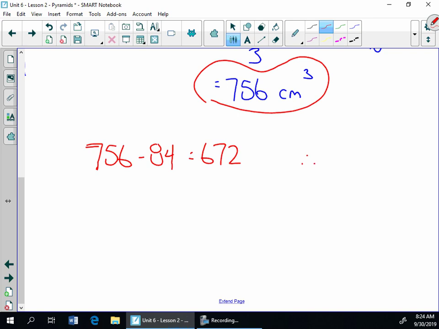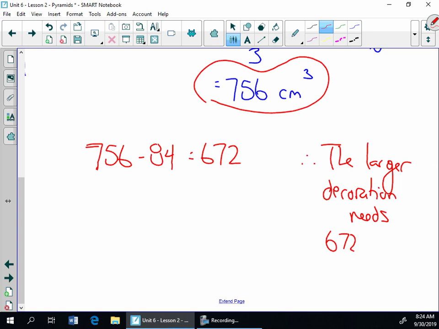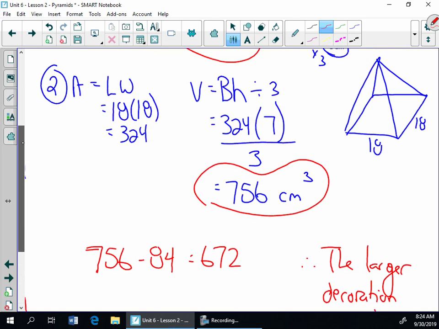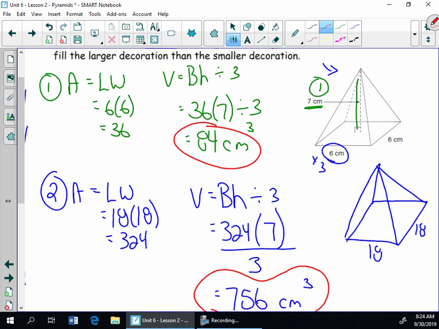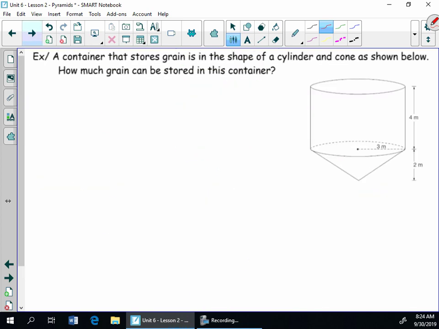Okay, the larger decoration needs 672 centimeters more glass. Okay, so just applying our thoughts, applying our definitions here, our formulas to a situation. Let's try the last one.